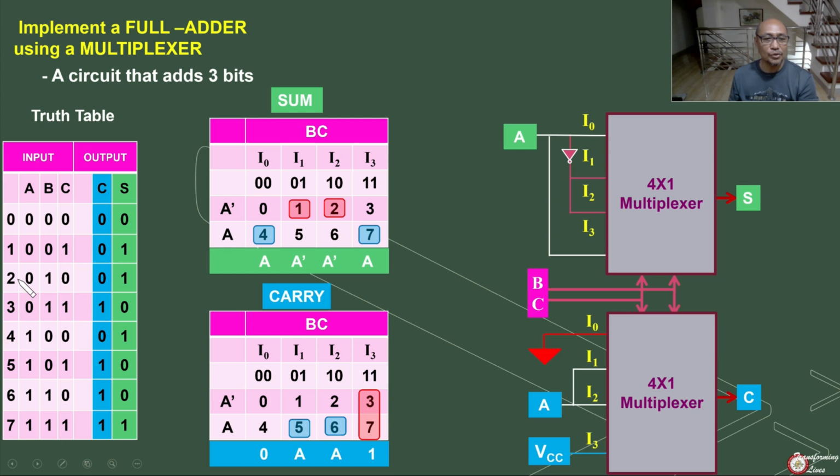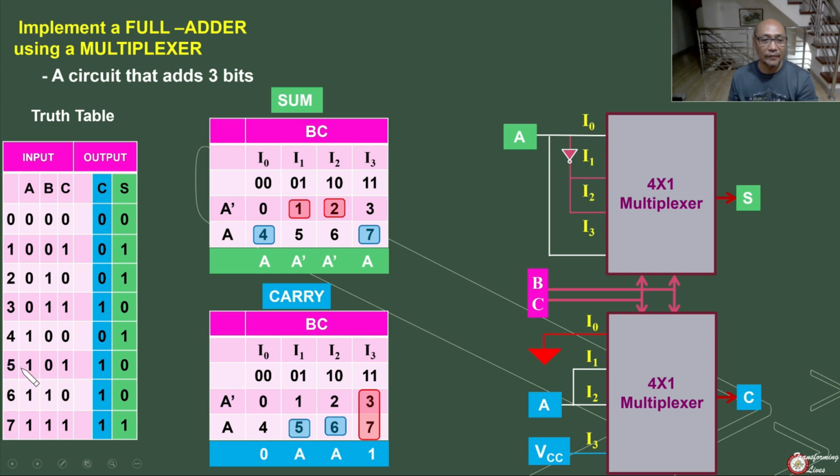Let's choose, for example, 2. 2 will be 0, 1, 0. That will give us a carry of 0 and a sum of 1. BC is 1 and 0, so what will be selected is I2, and A is connected to 0. Since A is equal to 0, our carry is equal to 0. A equal to 0, inverted, entering into I2 will be equal to 1. So sum is equal to 1 and carry is equal to 0. Is that correct?